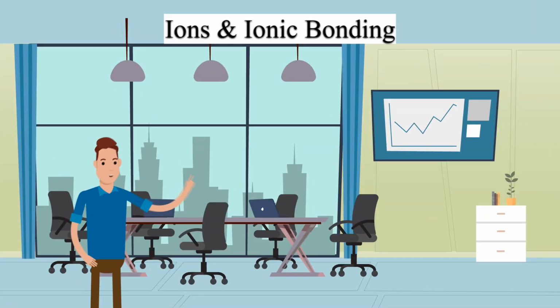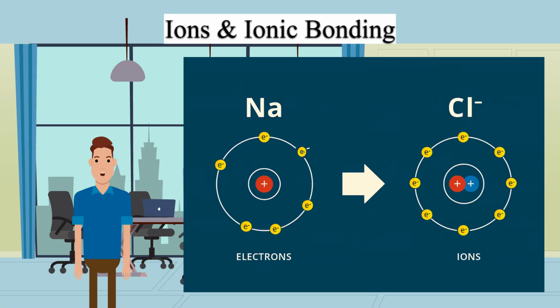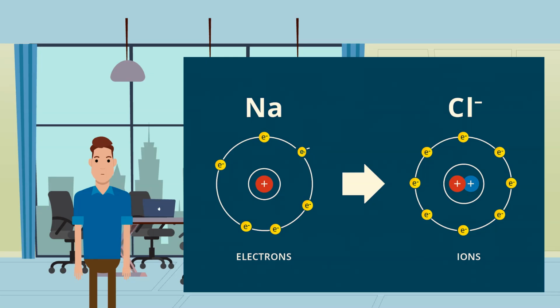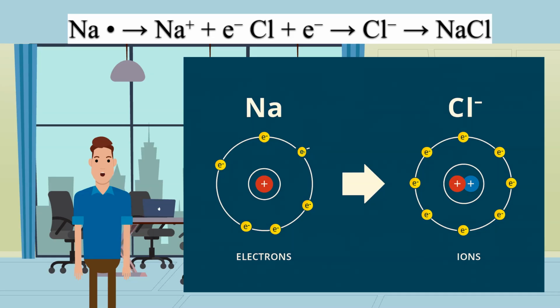Atoms love being stable, they want full outer shells of electrons. To do that, they can lose or gain electrons to form ions. When a metal atom loses electrons, it becomes a positive ion, a cation. When a nonmetal gains electrons, it becomes a negative ion, an anion. Opposite charges attract, and that's what forms an ionic bond. For example, sodium loses one electron, chlorine gains one electron, together, they form sodium chloride, or table salt.